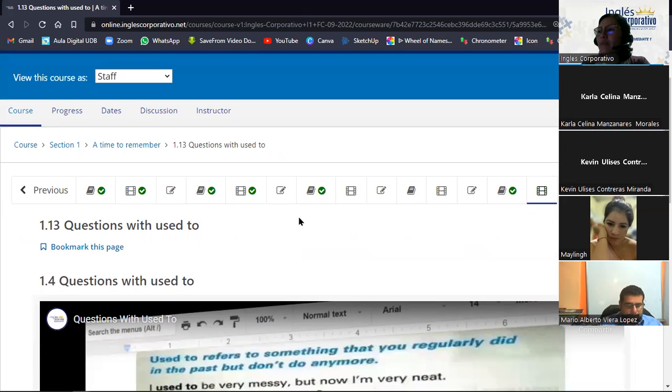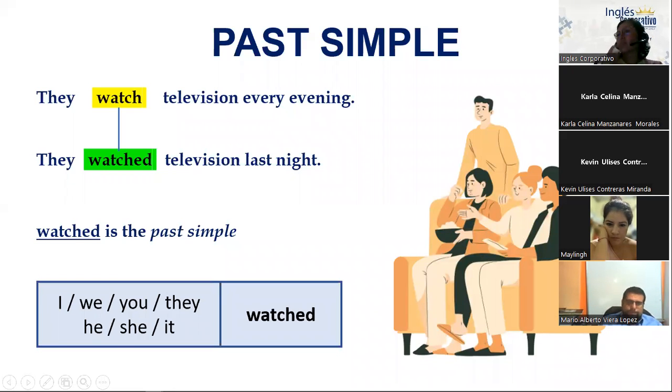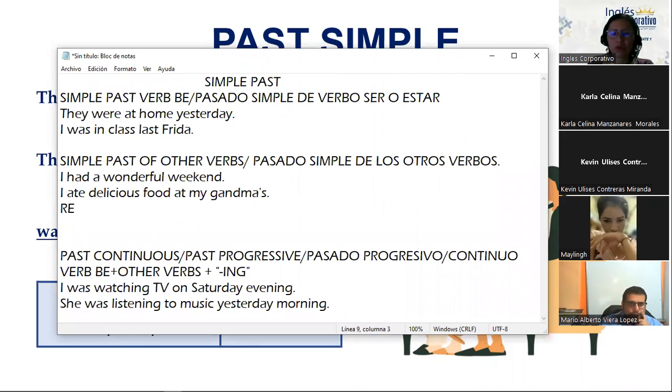Now, let's go ahead and move here to the presentation. So last Friday, we were talking about past simple. And you have there verbs that end in E-D. Entonces, esa sombrilla, chicos, es tan grande, right? Que incluso aquí, en esta parte, en la que yo ya les hablaba de verb be with other verbs, todavía se desglosa un tema más, and that is something that we call regular and irregular verbs, okay?